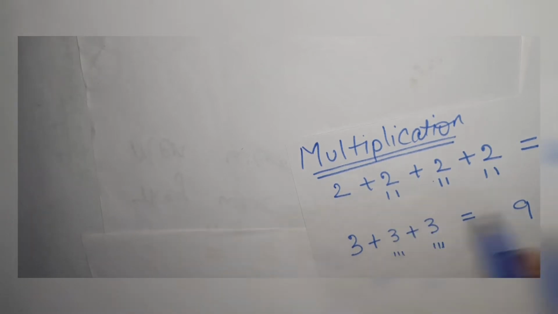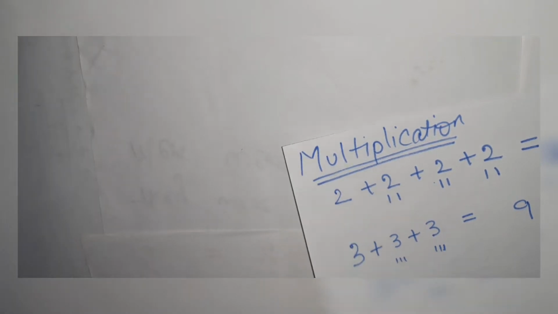But if there are so many 2's, 2, 2, 2, 2, 2, then it's not possible for me to count on fingers. So what do we do? We just multiply in that case. So repeated addition is what is called multiplication. So how do we do the multiplication?